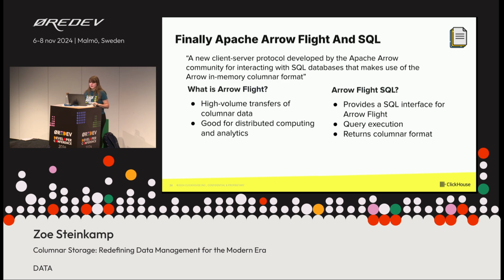So finally, Apache Arrow Flight and Flight SQL. Apache Arrow Flight is defined as a new client-server protocol developed by the Apache Arrow community for interacting with SQL databases that make use of the Arrow in-memory columnar format. Wonderful. Basically, that sentence right there is so great for confusing everybody. Because when they say SQL databases, they really mean columnar DBs that have SQL capabilities.